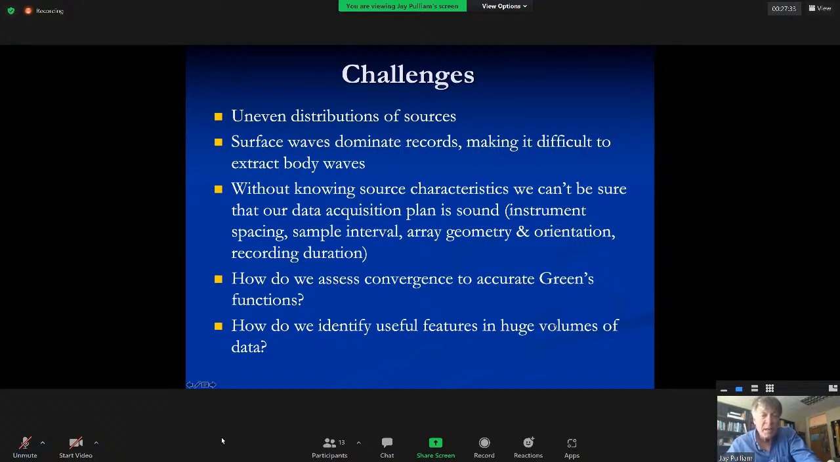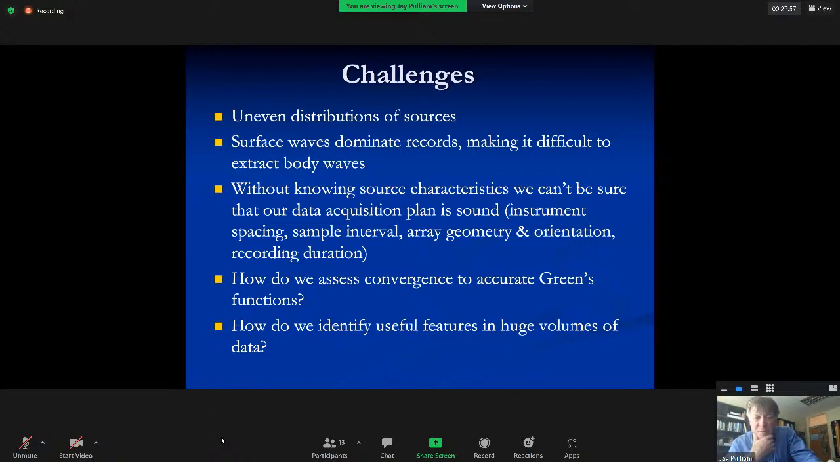And so we have to record for a long period of time and do the processing over different time intervals, different windows, and stack those to improve the signal to noise ratio. But we don't really know how long we need to do that for.